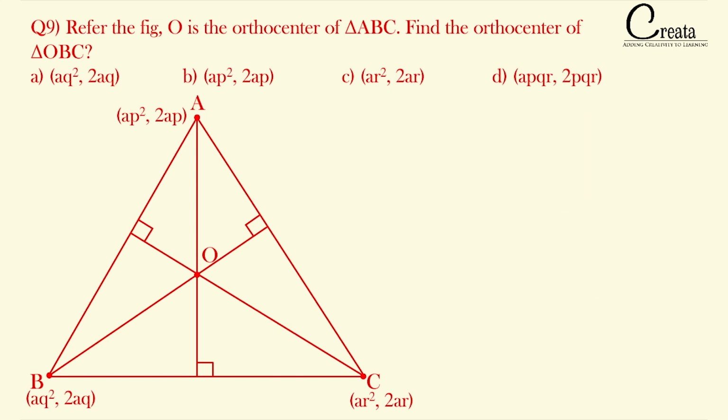Let's go step by step. Our first step is to observe and analyze the question. Here in this question, a triangle ABC is given. And these three line segments are the altitudes of the triangle. Why are we saying so?